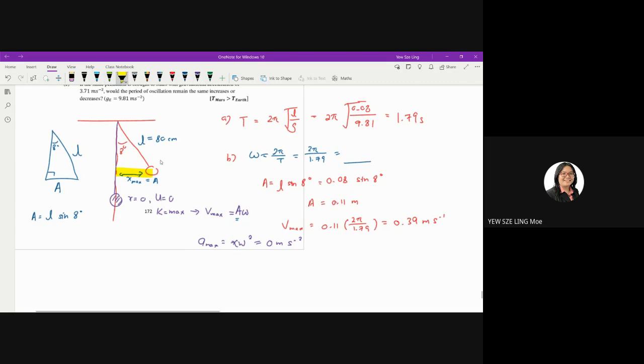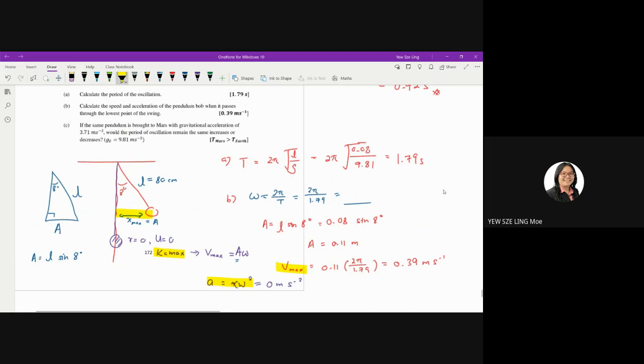Not A max, sorry. A only. So A is equal to x omega square. So x omega square, x is equal to zero. Therefore, I have 0 ms negative 2. Alright. So there is V max. The reason why I know V max is because of K max. So the basic equation for A is x omega square. Therefore, you have 0 ms negative 2.